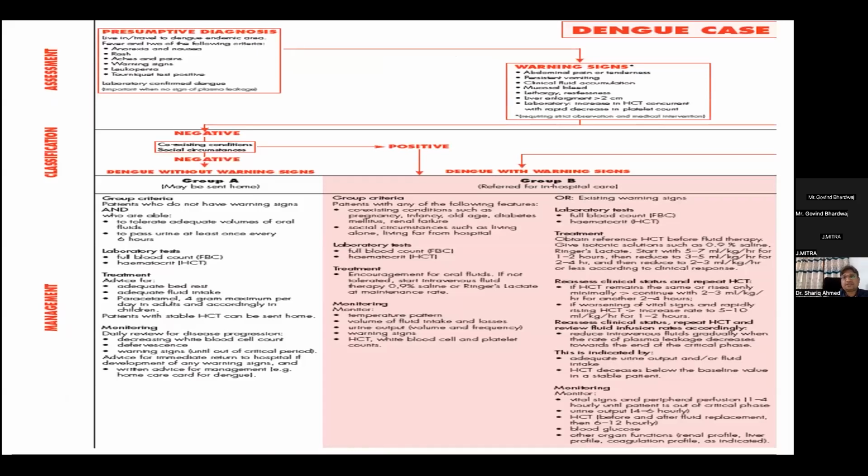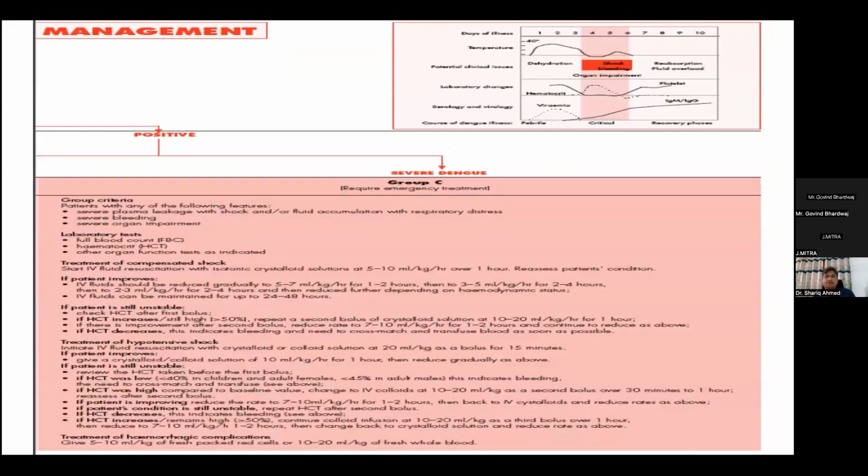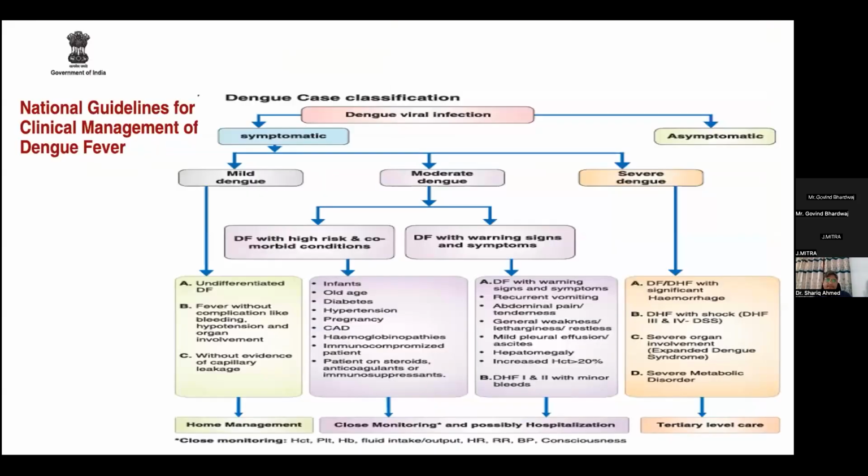The WHO has given this chart, the full treatment guidelines. I will not be dealing in detail with all the guidelines. In short, I have told this. These are our management guidelines, the national guidelines for clinical management of dengue fever by the Government of India.